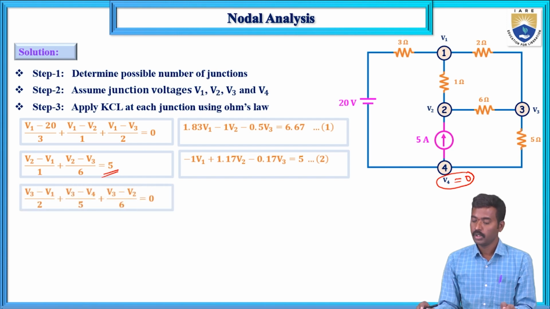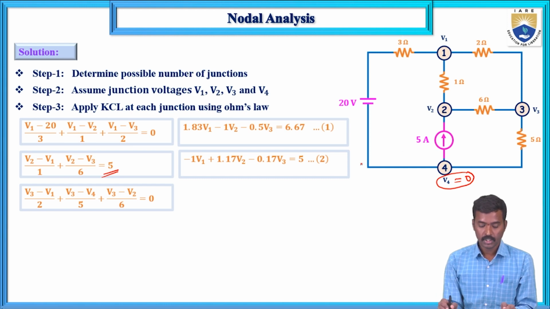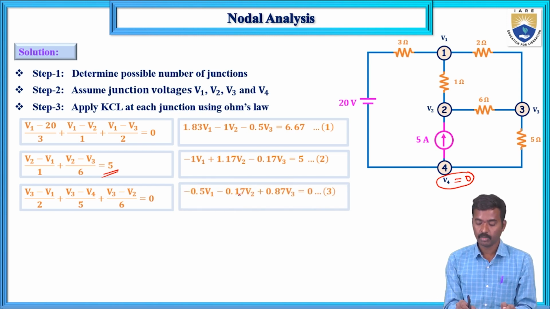Equation number 2. Next, if you apply KCL at this junction, (V3 minus V1) by 2 and (V3 minus V4) by 5 and (V3 minus V2) by 6. Here V4 equals 0 now. So the simplified equation is minus 0.5 V1 minus 0.17 V2 plus 0.87 V3 is equal to 0.